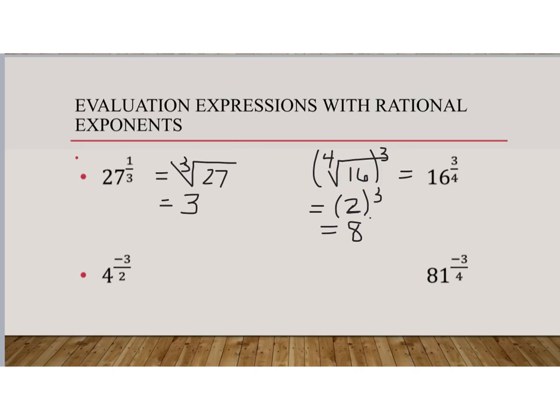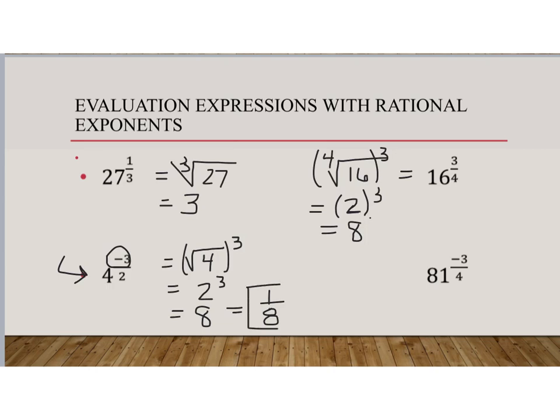If we have a negative exponent in this example, I would ignore that negative exponent until the end. So I'm just going to do this would be the square root of 4 to the 3rd power. And the square root of 4 is 2. 2 to the 3rd is 8. But since that exponent is negative, it would be 1 over 8. That's using our definition of negative exponents.